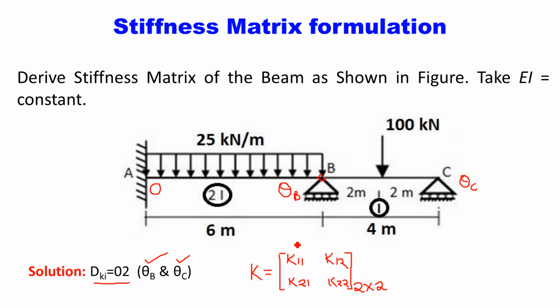Now understand, the first column of the stiffness matrix you will always get when you give the unit displacement at the first kinematic unknown. Let us assume theta B is the first kinematic unknown and theta C is the second. The first column you will get when you give the unit rotation at point B, that is theta B equal to 1. And the second column you will get when you give the unit rotation at point C, that is theta C equal to 1. Okay, so now we have to give the unit rotation at B and at C one by one, and from those figures we will get these two columns of the stiffness matrix.